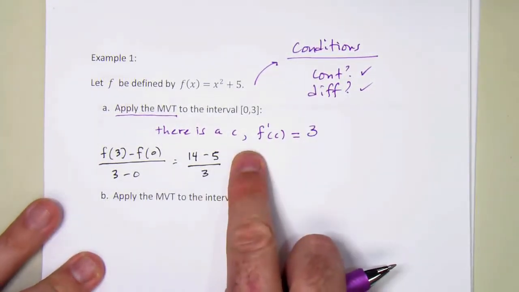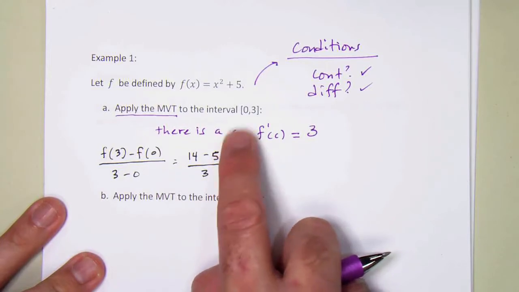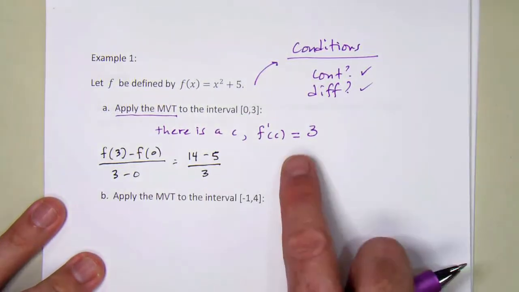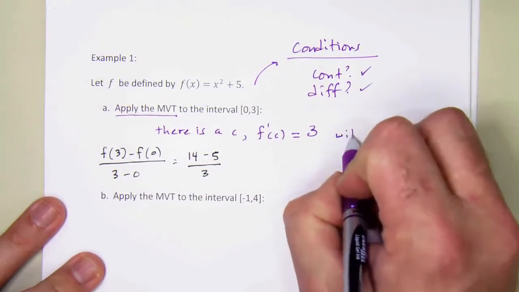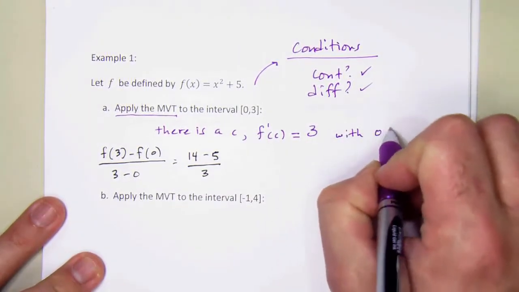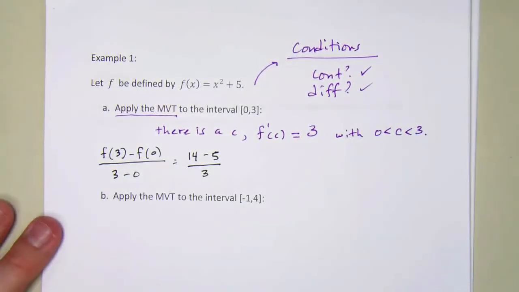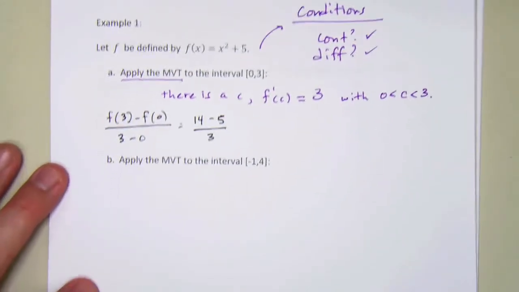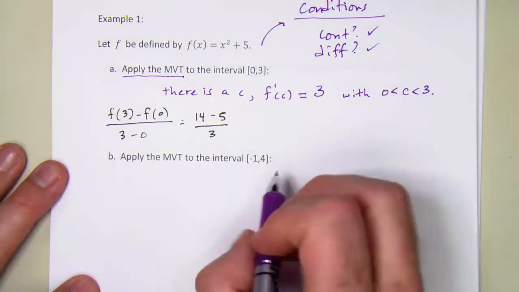So there's the application of the mean value theorem. There must be a number C. C is somewhere between 0 and 3 with this condition. I'll just annotate that right here: 0 less than c less than 3. So all that's changing in part B is we're applying it to a new interval. And I'm going to write it a little bit differently this time.